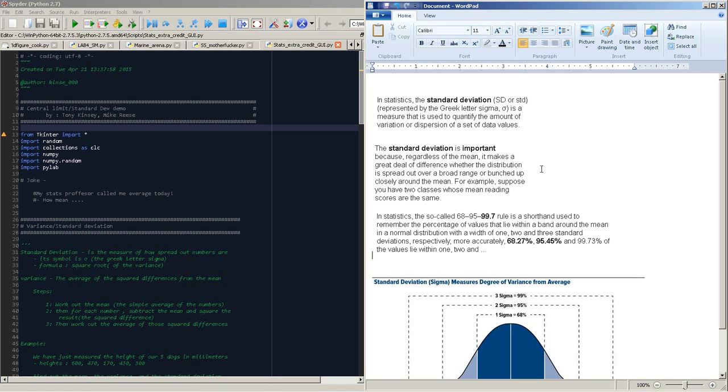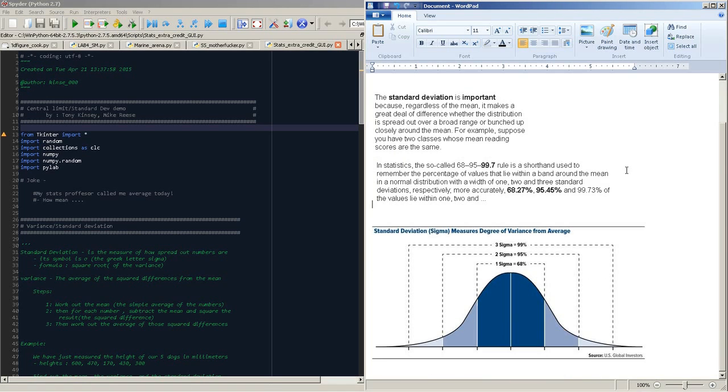Basically, for the standard deviation, you've heard of 1 sigma, 2 sigma, 3 sigmas ahead. Well, there's a 68, 95, 99.7 rule, which is shorthand to remember the percentages of the values. So say the average test score was 50%, and you scored 100%. You would be about 3 sigma, 99%. Well, let me explain it this way.